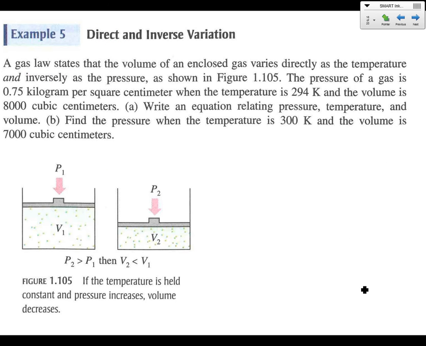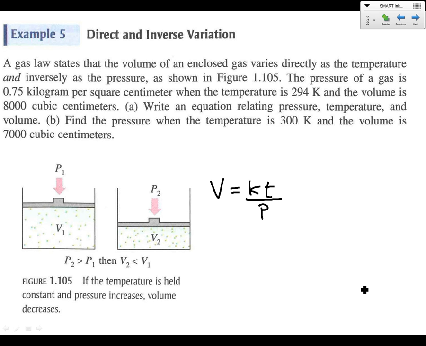Let's take a quick look at this problem. Example 5 is going to throw together direct and inverse variation. See if we can do it all. A gas law states that the volume of an enclosed gas varies directly. Going to stop right there. Say V equals k, because we're directly as the temperature, so I'm going to say T. And inversely, so underneath the fraction bar is going to be our inverse stuff, as the pressure.